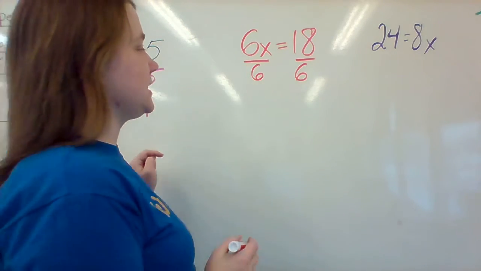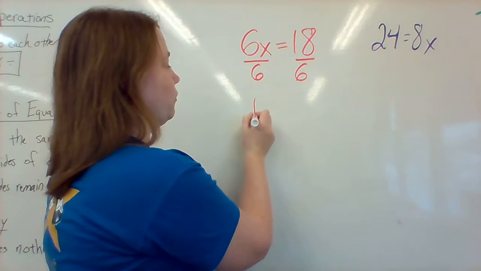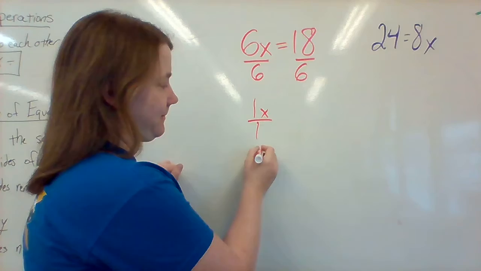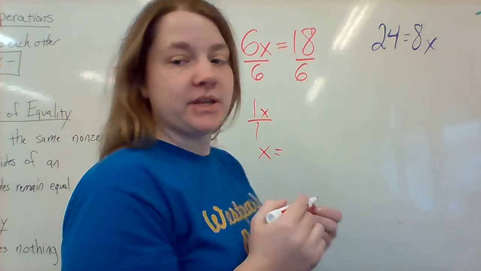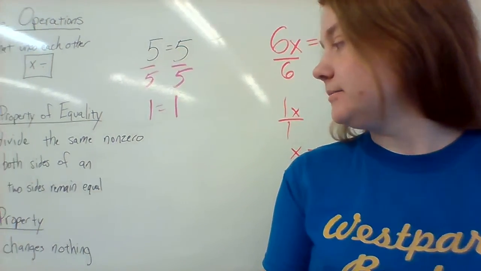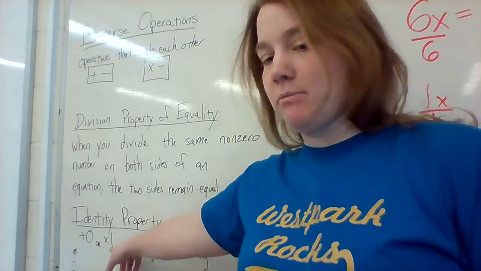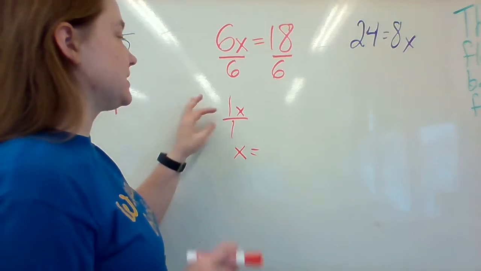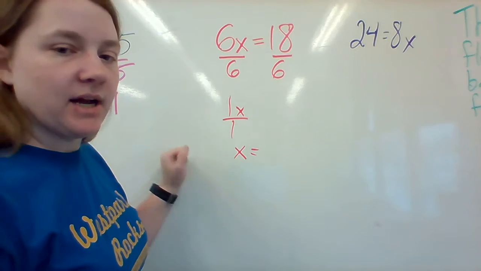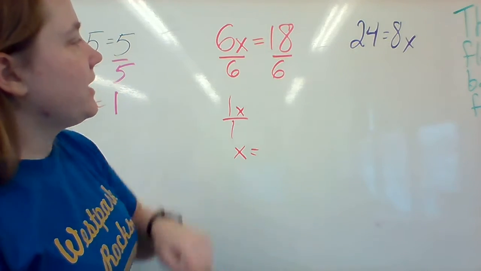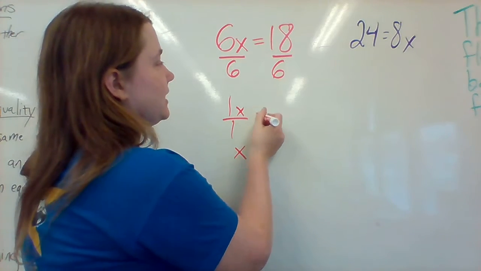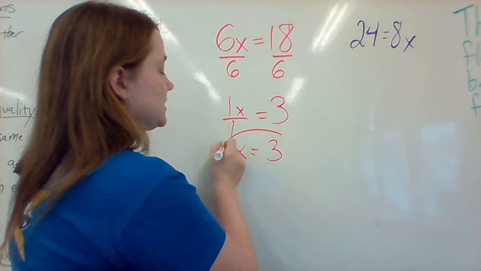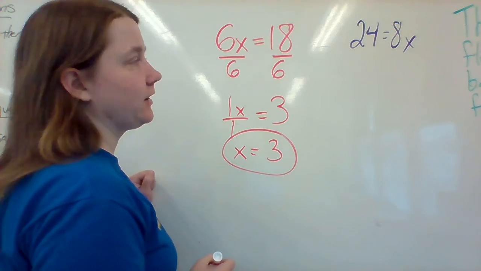6 divided by 6 is 1, so I'm left with 1x over 1, which is the same thing as just x, because we are using our identity property where multiplying by 1 changes nothing. So because I'm multiplying by 1, dividing, nothing changes. So 18 divided by 6 on the other side is going to be 3. So I'm left with x equals 3 for my final answer.